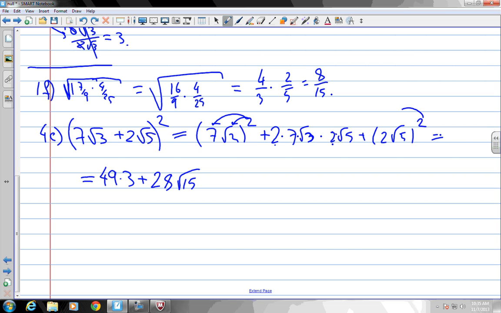And then the last one, you square the 2. So that's a 4. And you square the square root of 5. 5. So then, just 49 times 3 is 147 plus 28 square root of 15 plus 20.